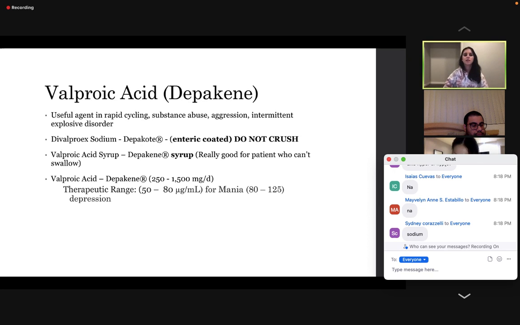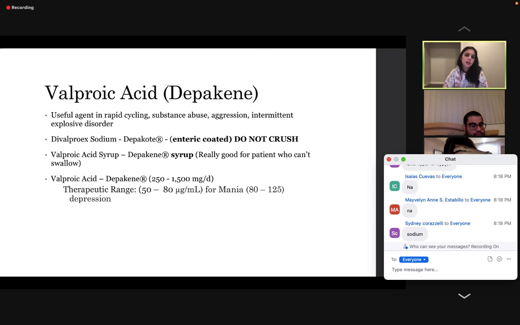Valproic acid. Useful agent in rapid cycling, substance abuse, aggression, intermittent explosive disorder. So obviously we use it for other stuff. We use it for bipolar disorder, for the mania. So there is Depakote and Depakote ER, which you do not crush, okay? Then there is valproic acid syrup, which is really good for patients who cannot swallow, or who don't comply with meds, or who hoard meds. Very lovely med to remember, by the way.